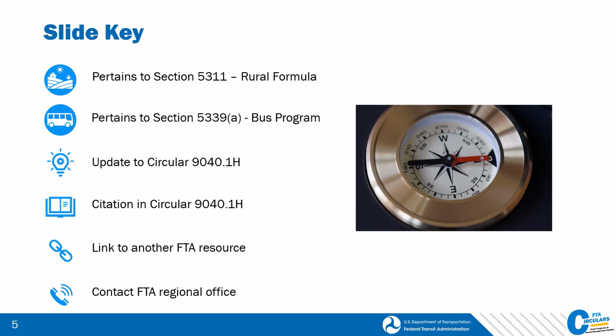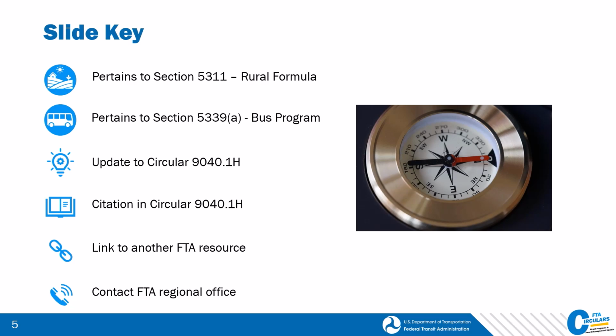We also have a key to help you keep track of important information within the training slides. This pastoral scene means that the information pertains to Section 5311, which is our Rural Formula Program. An image of a bus means it pertains to Section 5339A, our Buses and Bus Facilities program.